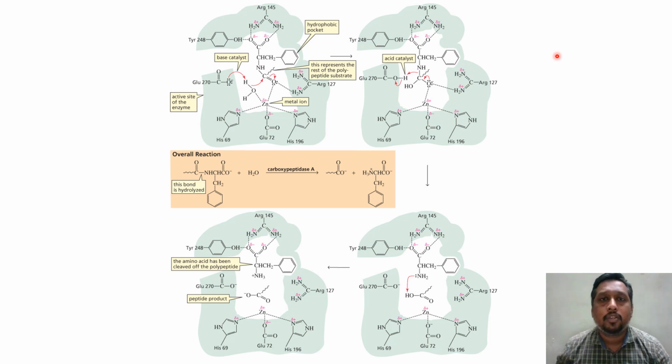So we ended by looking at the mechanism of carboxypeptidase A, with glutamate 270 acting as a general acid or general base catalyst, and zinc as a metalloenzyme. It will bind to water to form a metal bound water.